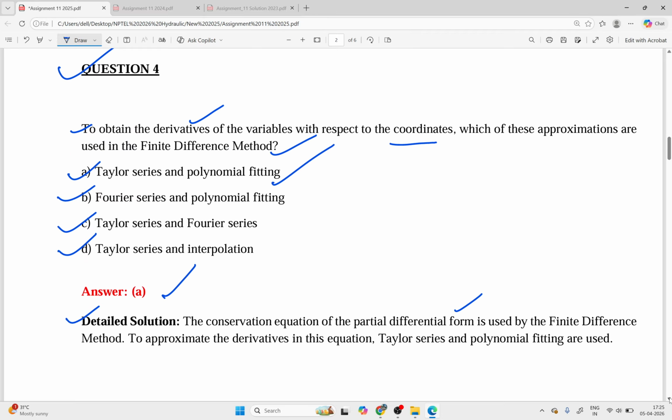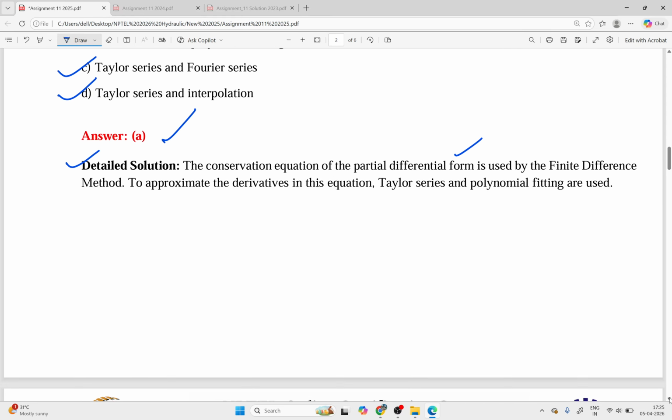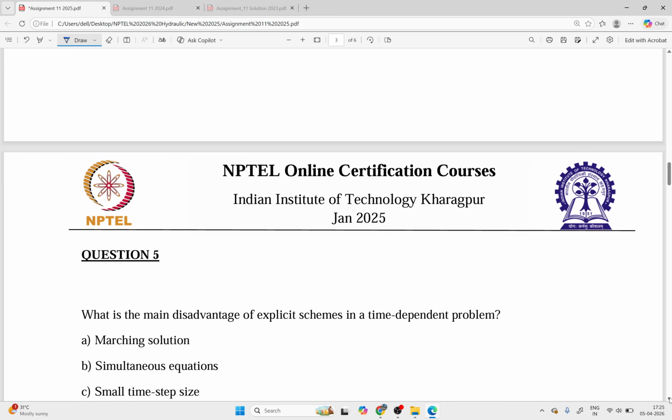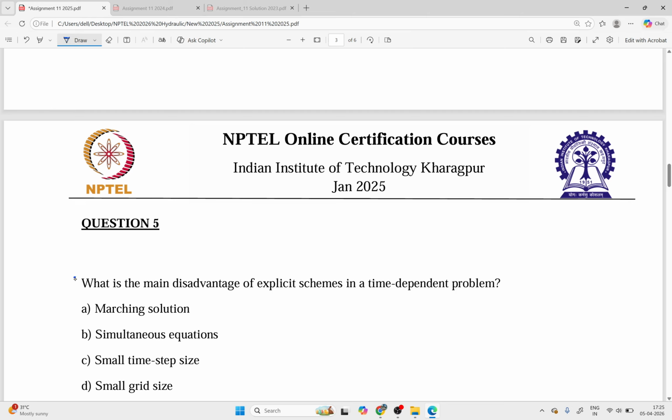Again, let me go to the next question, question number 5. What is the main disadvantage of explicit scheme in a time dependent problem? Your options are: matching solution or simultaneous equation, small time step size, small grid size.